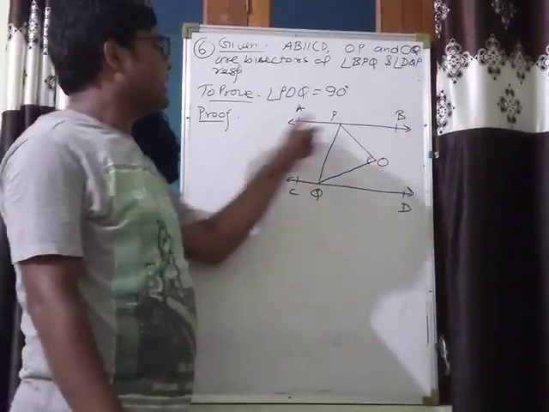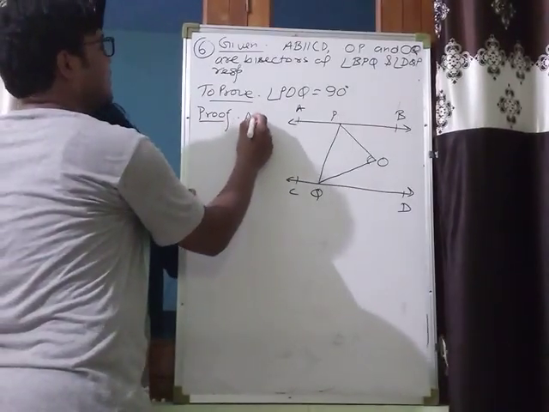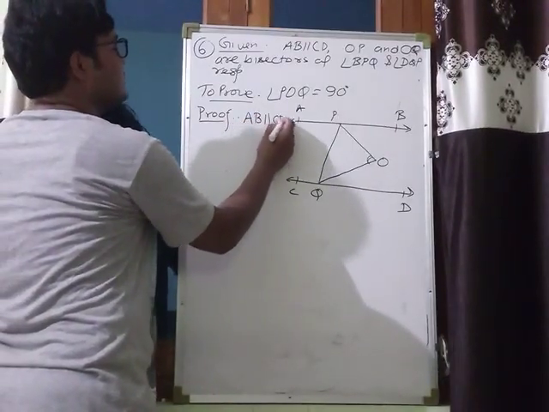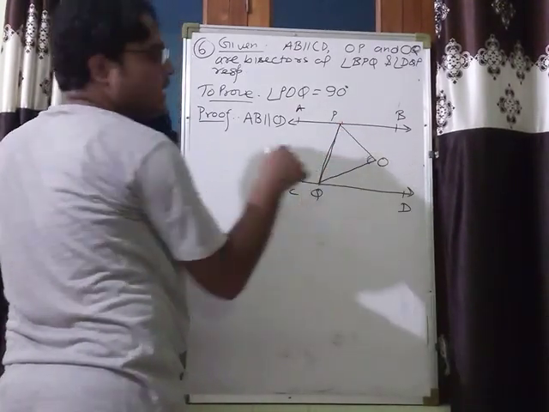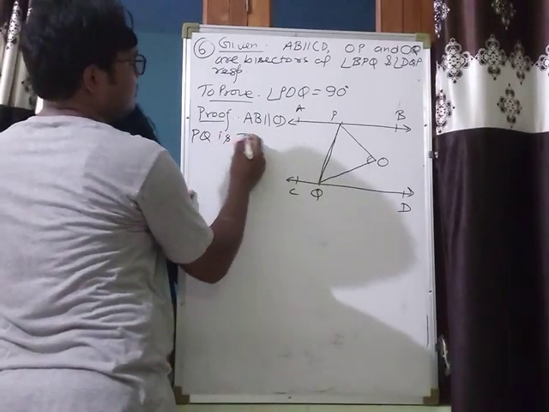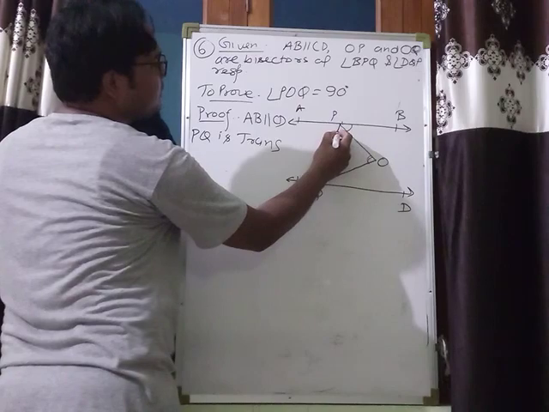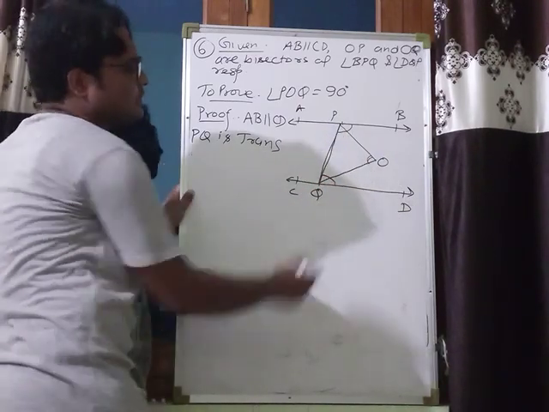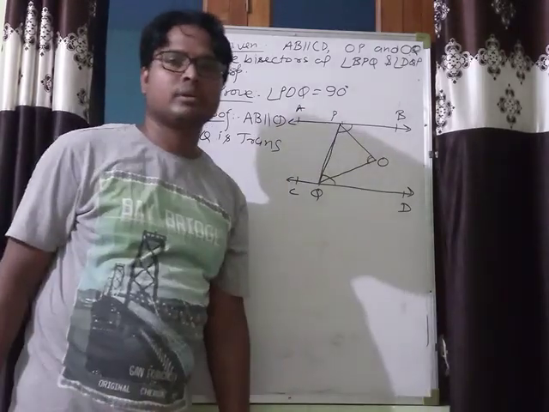See, AB and CD are parallel, it is given. AB parallel to CD, it is given. And this PQ works as a transversal. PQ is transversal. Okay? So, what is the relation between this angle and this angle? Angle BPQ and angle DQP?